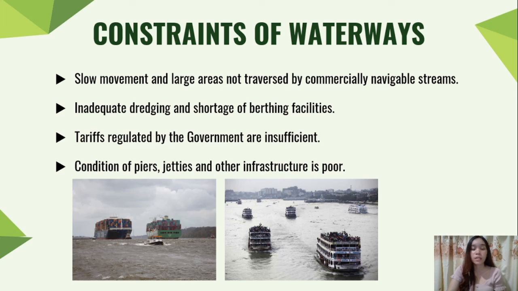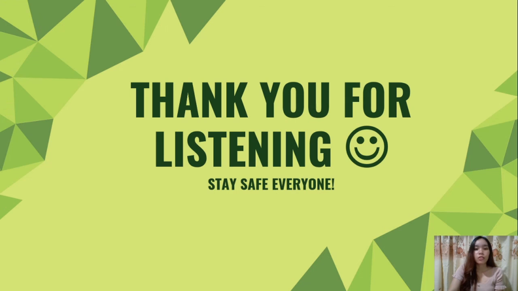And also, waterways have constraints. The first one is slow movement, and large areas are not traversed by commercially navigable streams. There is inadequate dredging and a shortage of berthing facilities. The tariffs regulated by the government are insufficient. And the condition of piers, jetties, and other infrastructure is poor. So that is an example of the constraints of waterways. So that's all.